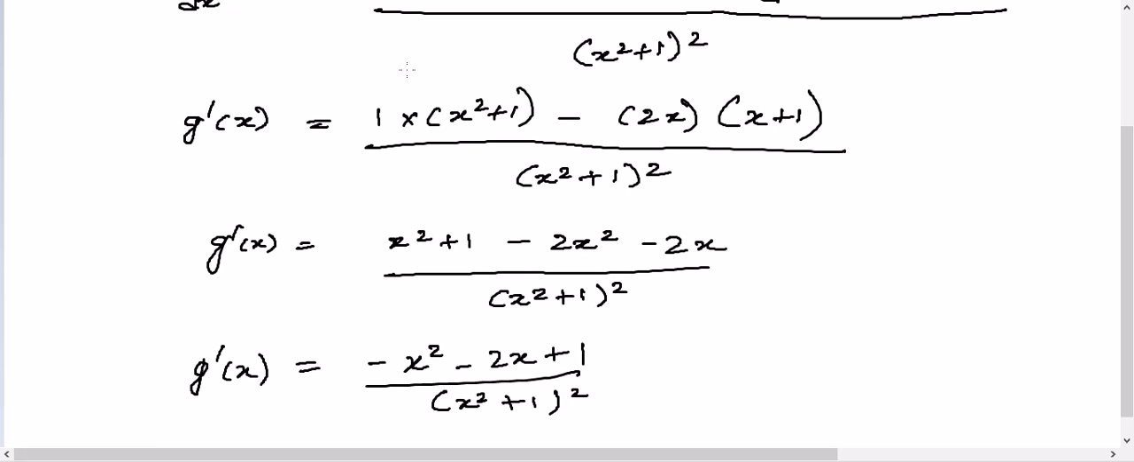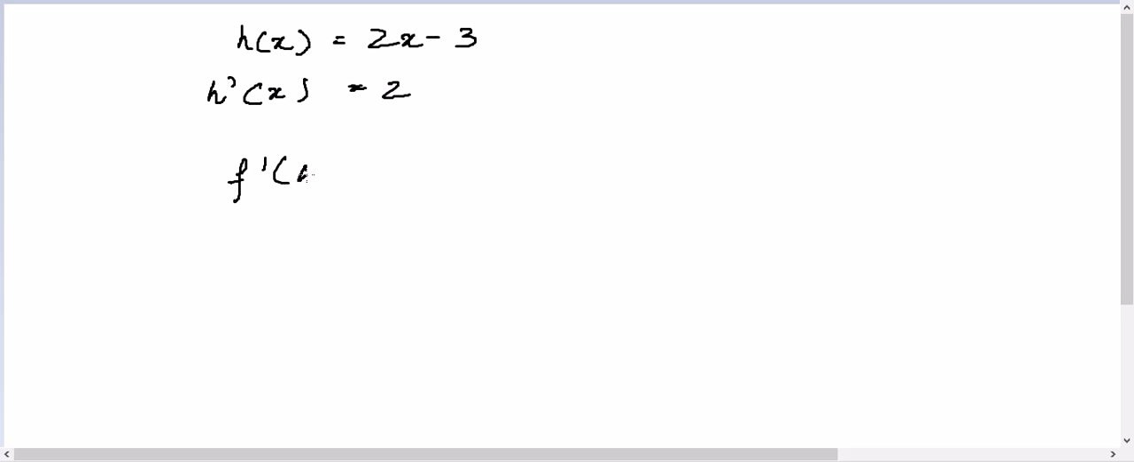Now guys, let's differentiate the last one. Our third function is h(x), that is 2x minus 3. We can differentiate it easily and we will get 2, since the differentiation of 2x is 2. Cool. So now let's see how we are going to solve it. We have f dash x and g dash x, that's what we have.